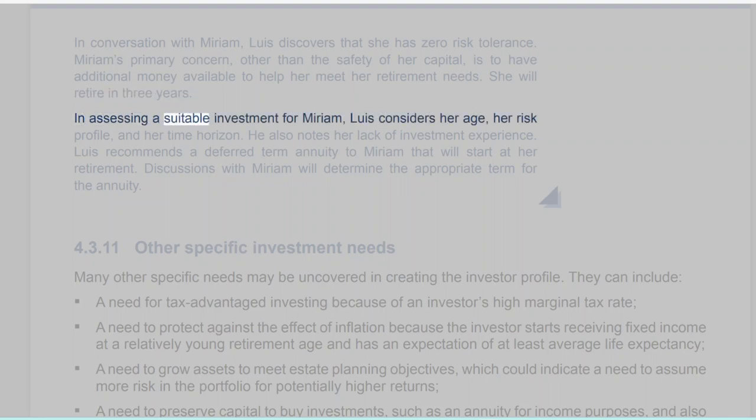In assessing a suitable investment for Miriam, Luis considers her age, her risk profile, and her time horizon. He also notes her lack of investment experience. Luis recommends a deferred term annuity to Miriam that will start at her retirement. Discussions with Miriam will determine the appropriate term for the annuity.